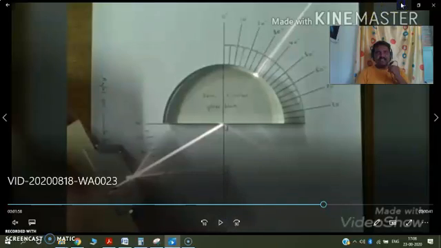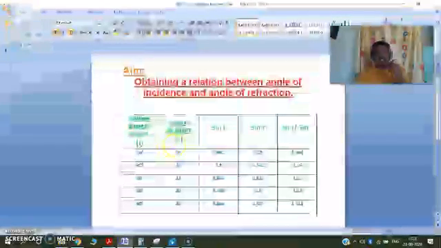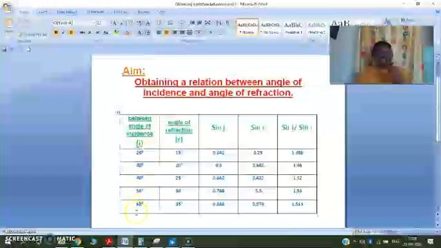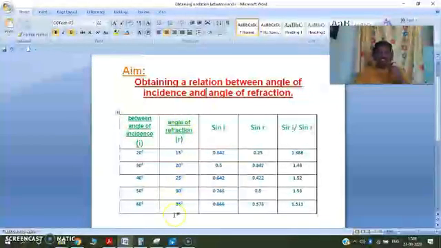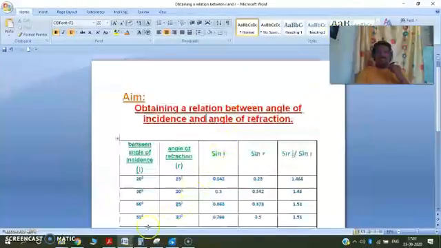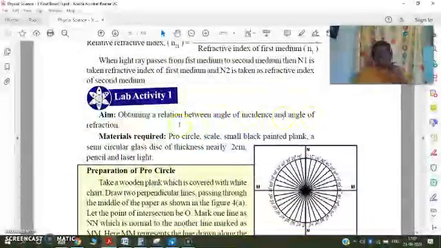Now we enter the values in this table like this. What happened when the angle of incidence is increasing? The angle of refraction is also increasing, but the refracted ray is always towards the normal. So this is the aim of this activity: obtaining a relation between angle of incidence and angle of refraction.